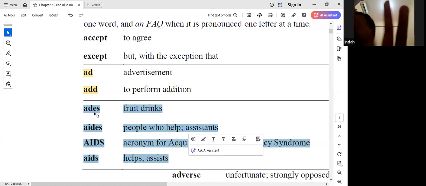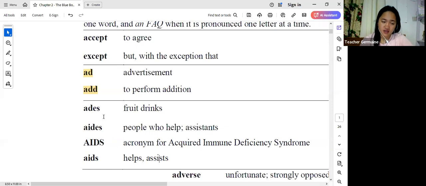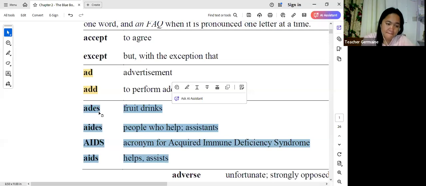Okay, Miss. AIDS, fruit drinks. AIDS, people who help or assistance. AIDS, acronym for acquired immune deficiency syndrome. Aid, helps assist. Okay, very good. So it's a matter of, you listen while we are doing the discussion. Okay. I would also like Josephine to read. Josephine.